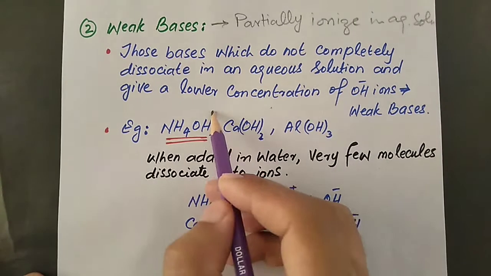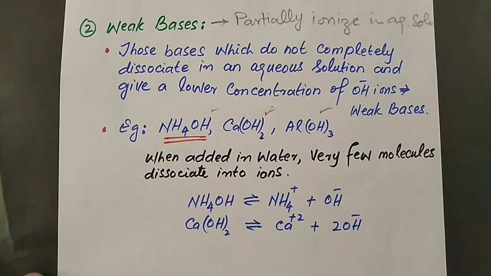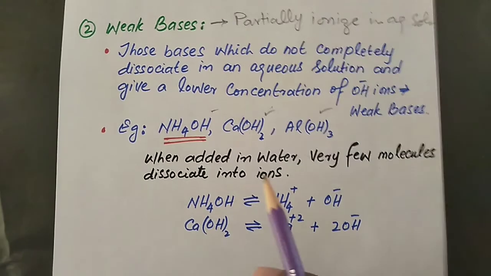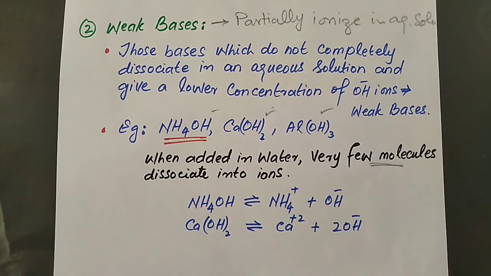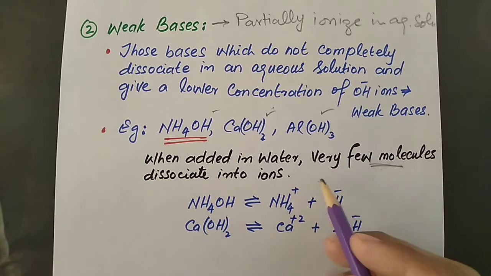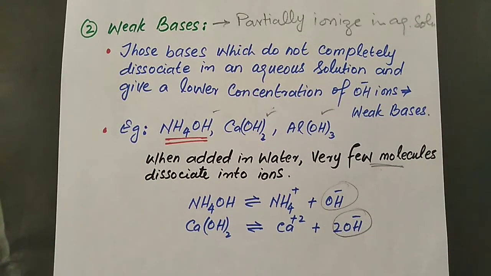For example, ammonium hydroxide, calcium hydroxide, aluminum hydroxide, these are the common examples of weak bases. When we add these bases into the water, very few molecules are dissociated into ions and very few hydroxide ions are produced. Up to 20, 30 or 40% of the molecules get dissociated and the rest of them remain undissociated.